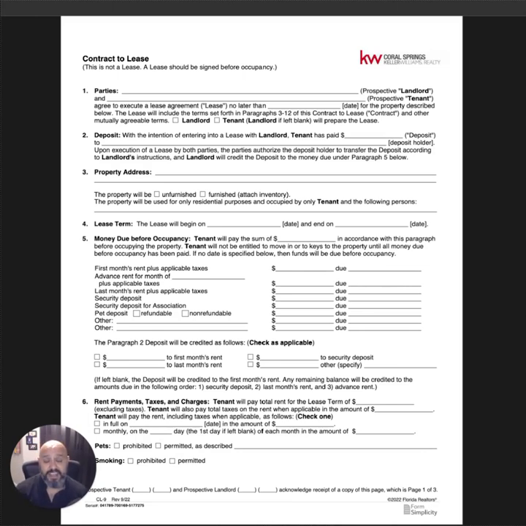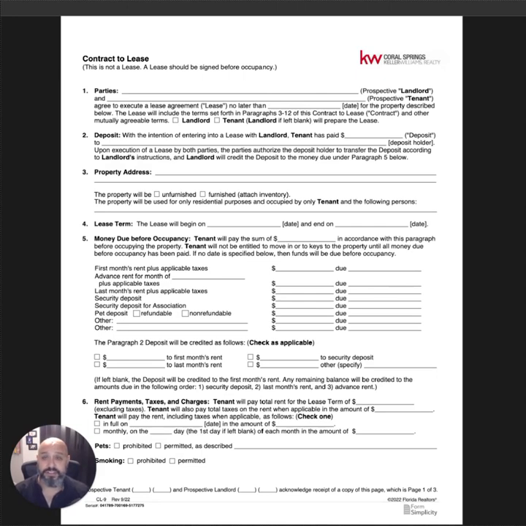As of the time of this recording, which is September 2023, this is the CL9. This is the CL9 that was approved by the Florida Association of Realtors, most recently revised in September of 2022. It's always important to make sure that you're using the most accurate and most recently updated contract when you're writing any offers.